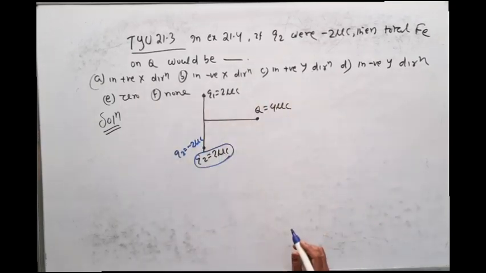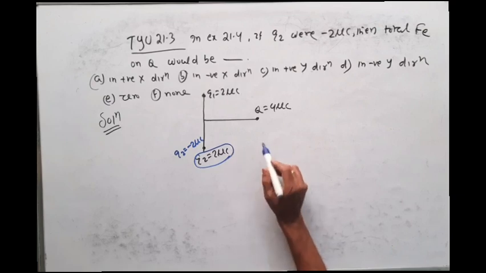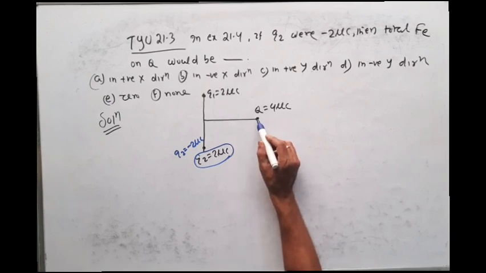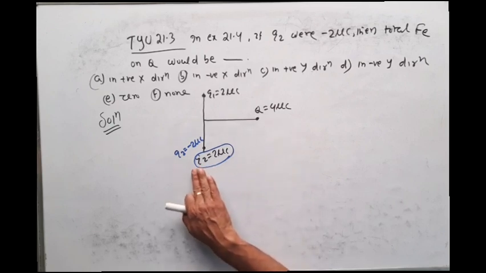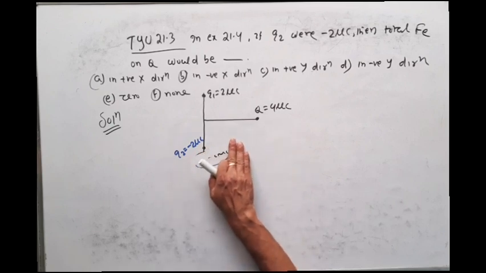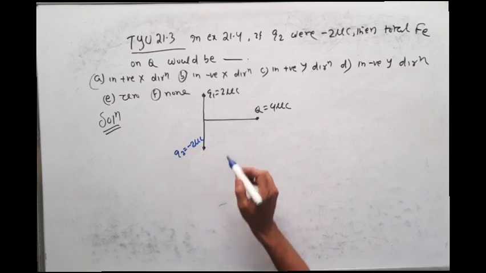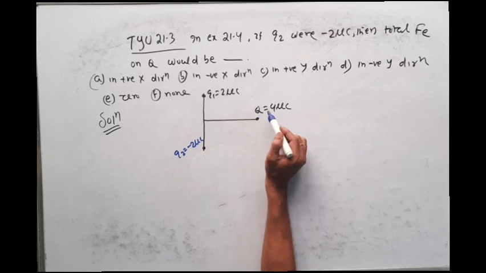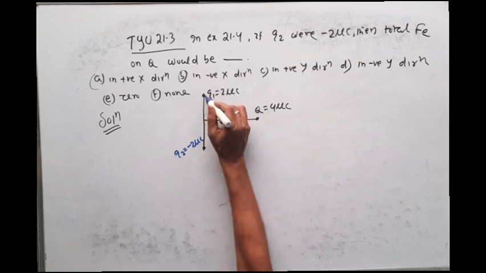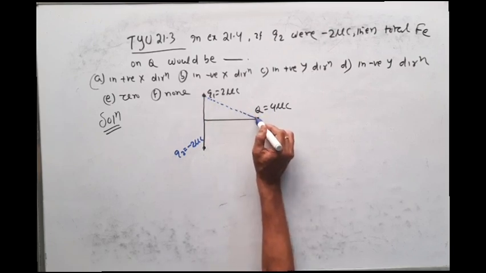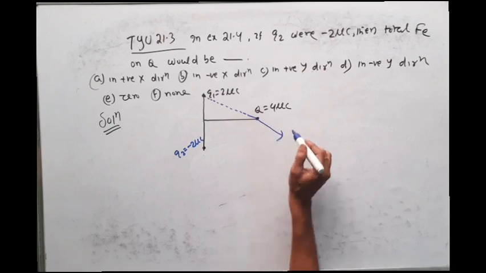Various options are given. So here we will not calculate the magnitude of the force on Q, only we will find what is the direction of the force. Now you see, here Q2 is equal to not 2 microcoulomb, Q2 is equal to minus 2 microcoulomb. What will happen? This Q1 is positive, this Q is positive. So this Q1 charge will repel this Q along this direction.